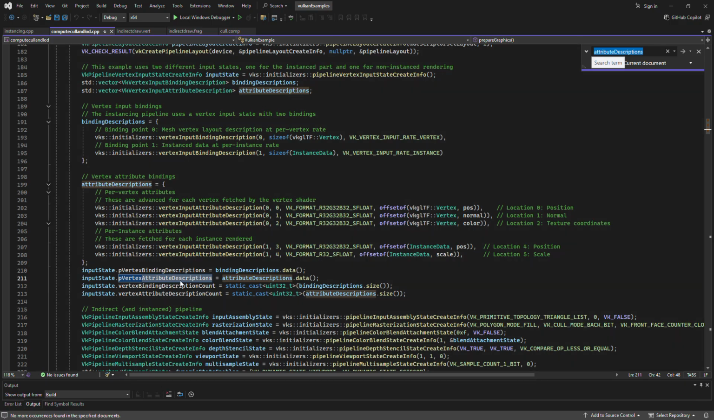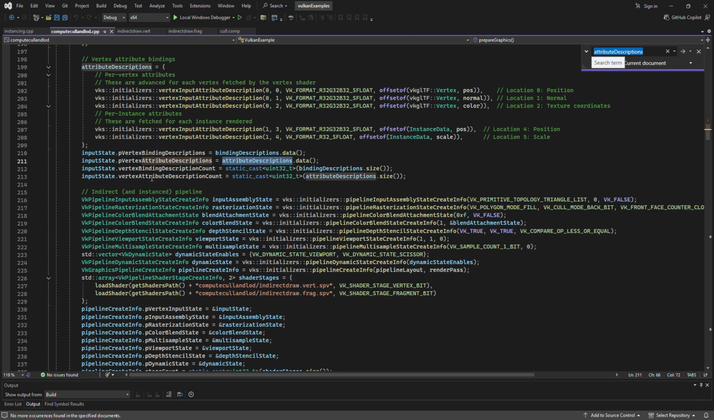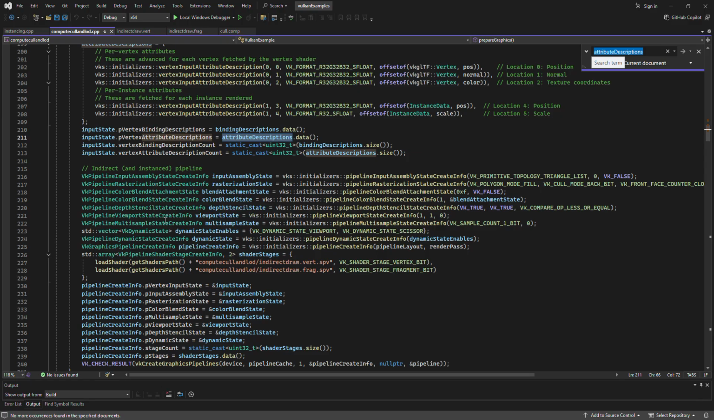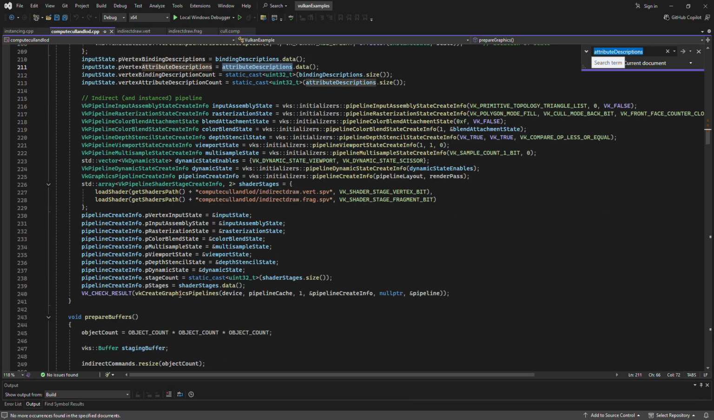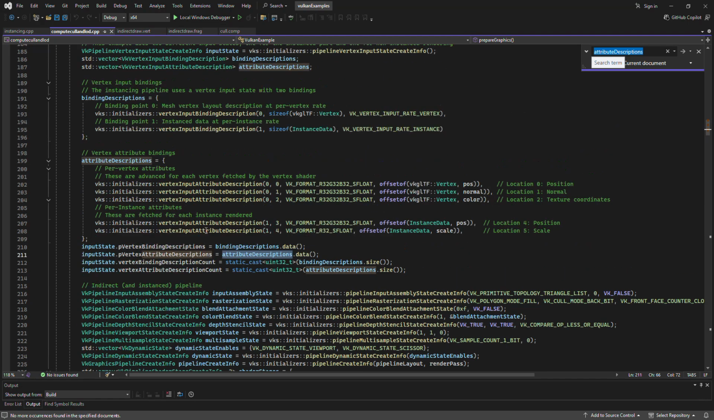we consume it in the input state, and we do all of this work because we have to create the pipeline, the graphics pipeline. Okay, so that is what that is.